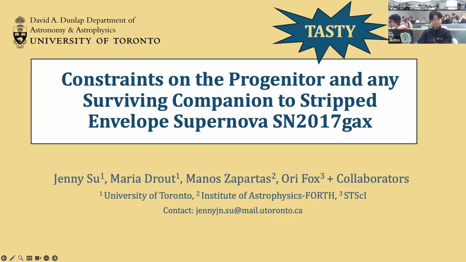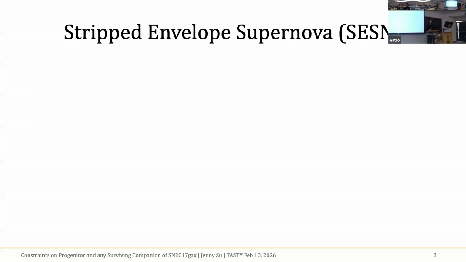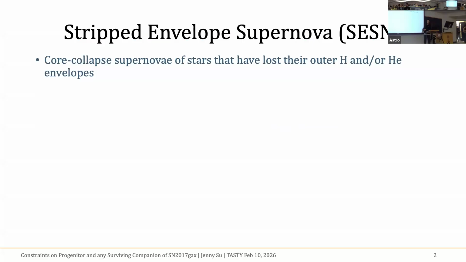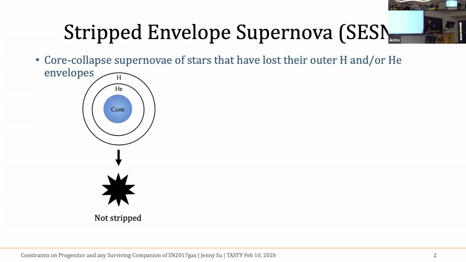Yeah, so today I'm presenting my work on supernovae, particularly on one of them, supernova 2017gax. I'm just going to go through what these kinds of supernovae are. They are core collapse supernovae that come from stars that have lost their outer hydrogen and sometimes helium envelopes. And I have a cartoon.